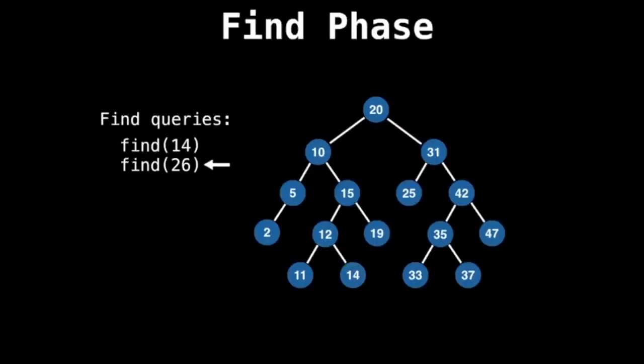Now let's see what happens with a node that doesn't exist. Let's try and find 26. Again, we start at the root node, then we go to the right subtree because 26 is greater than 20. Then we go to the left subtree because 26 is less than 31. Then once we're at 25, we would go to the right subtree and then discover that 26 does not exist in the tree.